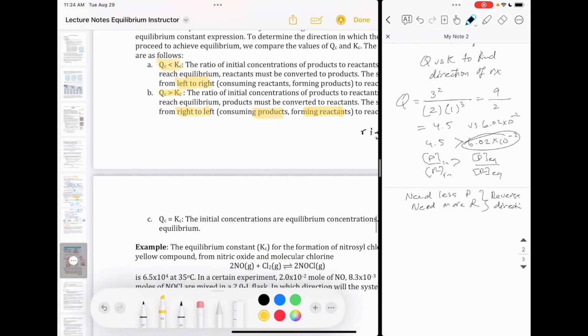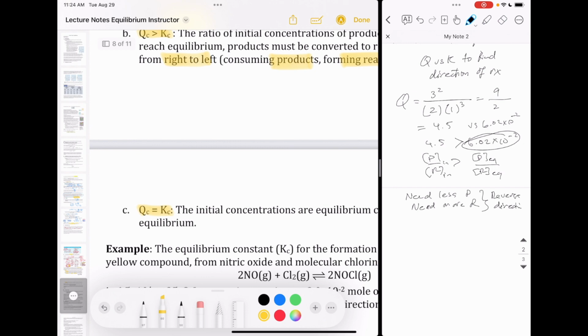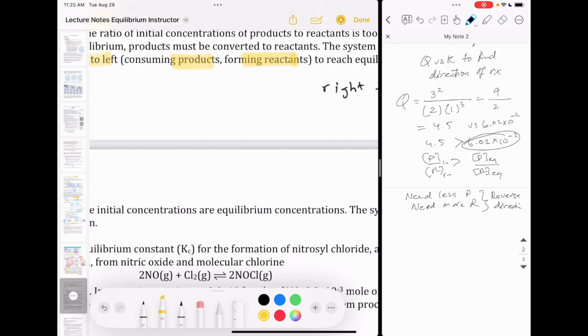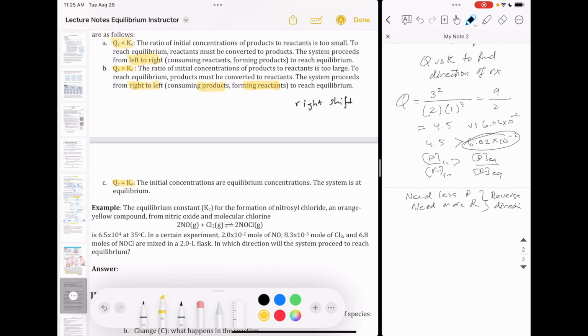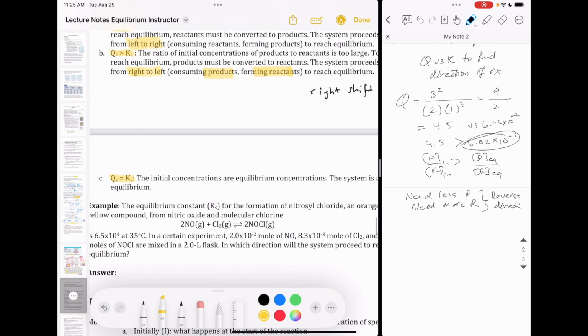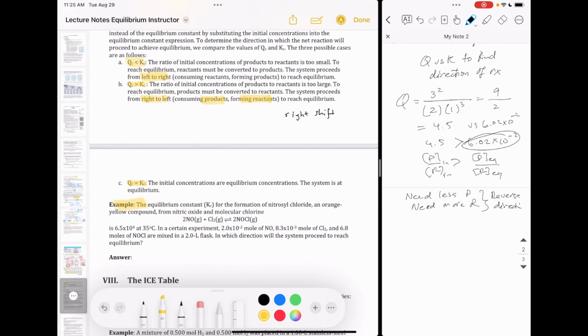And then lastly, if Q is equal to K, well, that means the reaction is already at equilibrium. So it's not going to go anywhere. It's just going to stay there because it's already done. I want you to think a little bit about this problem here. Since we already did that other problem as an example, you should be able to do this example right here. Think through that a little bit and see which direction this reaction will go.